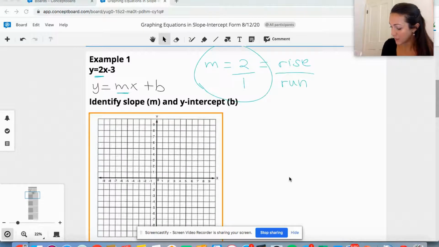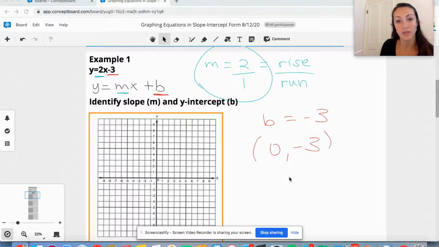And then our b is equal to negative 3. As a coordinate, that's (0, negative 3). So with our slope and our y-intercept, we can go ahead and graph this first equation.